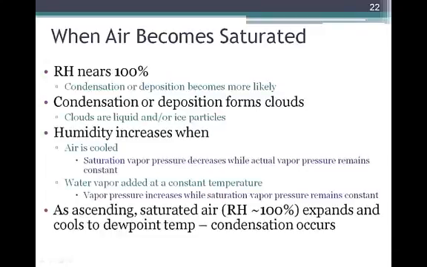Let's take a look at what happens when air becomes saturated. First of all, again, it means that relative humidity is approaching 100%. The air is holding as much water vapor as it possibly can. And once it becomes saturated, you're going to have condensation or deposition form in the atmosphere. And typically this means cloud formation. And clouds, as we'll talk more about in the next chapter, are liquid and/or ice particles.